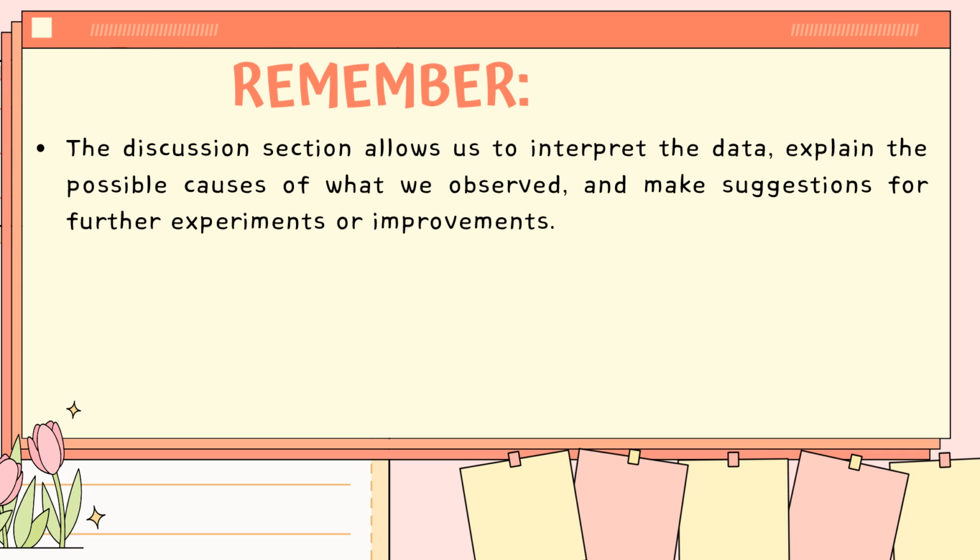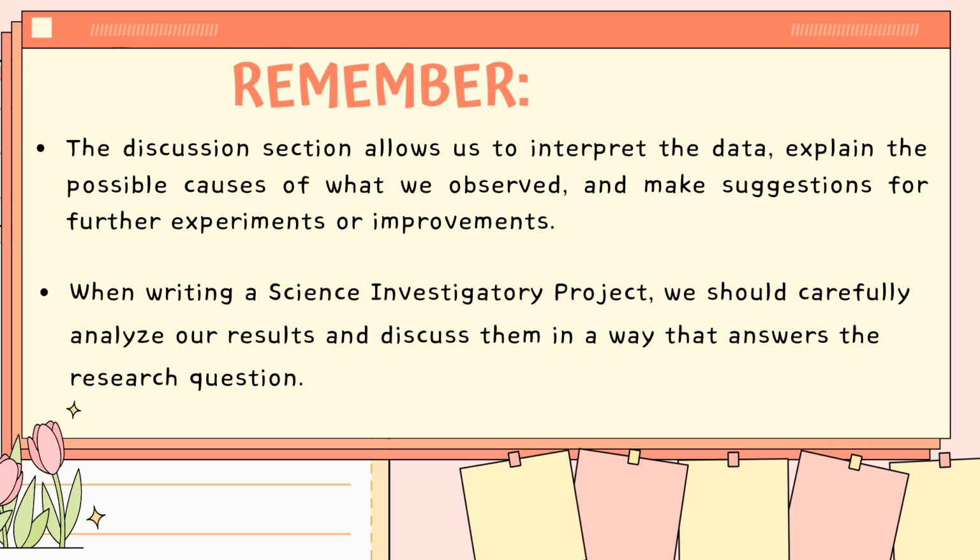The discussion section allows us to interpret the data, explain the possible causes of what we observed, and make suggestions for further experiments or improvements. When writing a science investigatory project, we should carefully analyze our results and discuss them in a way that answers the research question.